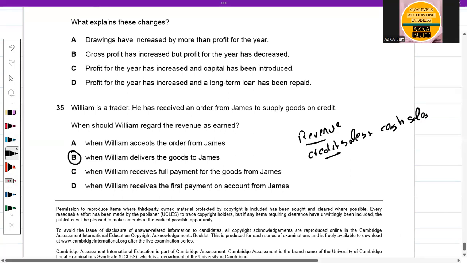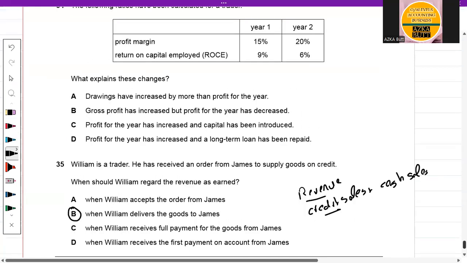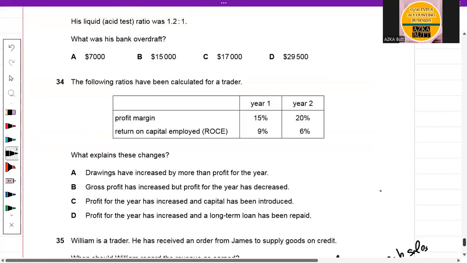Okay, now let's move forward. The following ratios have been calculated for a trader. So what explains these changes? First of all, we have the profit margin. Year one profit margin is 15% and in year two it is 20%, so profit margin has increased by 5%.